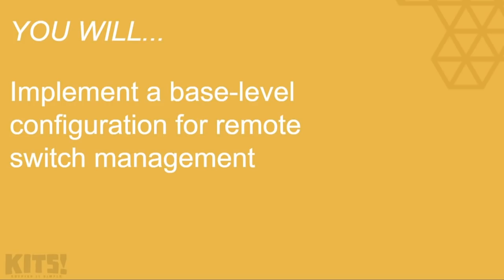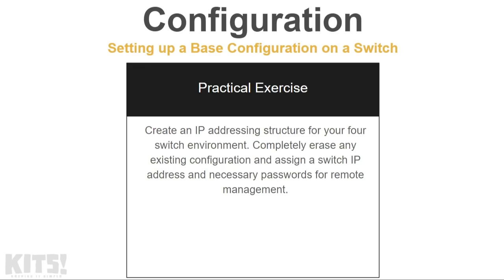Now, I told you at the beginning of this nugget that you will be able to implement a base level configuration for remote switch management. So here's what I want you to do. Create an IP addressing structure for your 4-switch environment, so design that out on paper. Then completely erase the existing configuration and assign a switch IP address on the switches that you've bought for your lab environment. Now, I used some Cisco SG300s in the lab and as the production switch here.